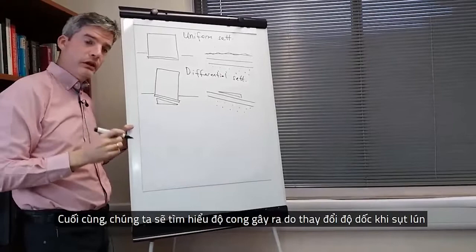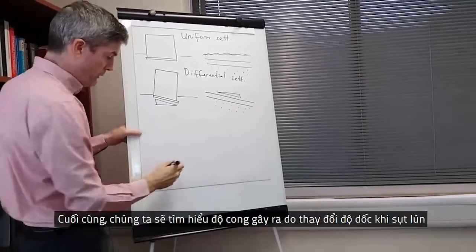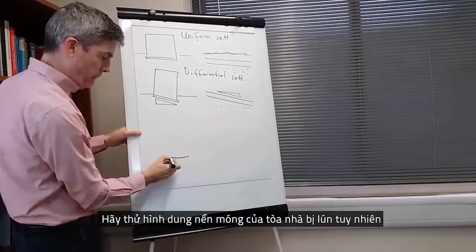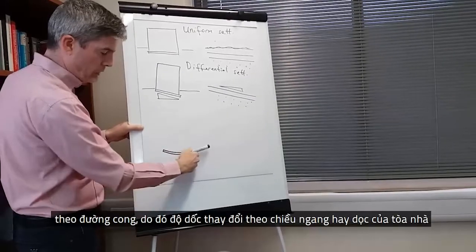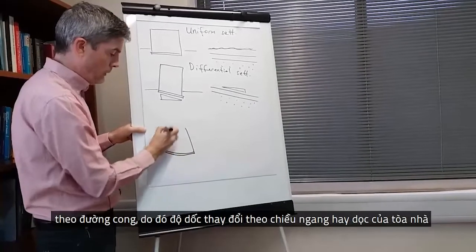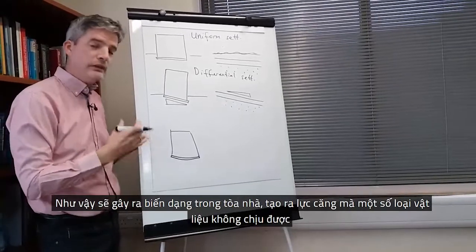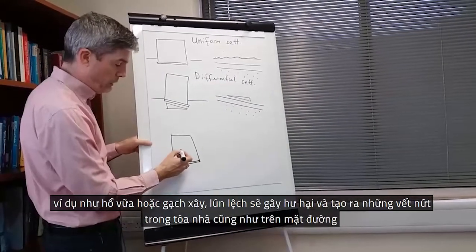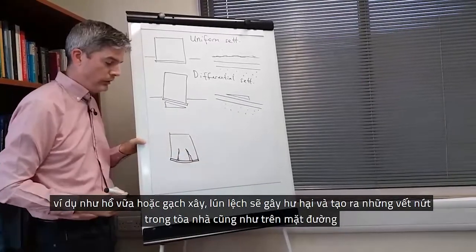Finally, we come to curvature, which is caused by a change in the slope of settlement. So let's imagine that the building foundation settles, but in a curved way so that the slope is changing as we go across the building. That's going to cause distortions in the building that create tensile strains that cannot be sustained by certain materials such as masonry and brickwork. So that is going to cause the damage and the cracks in the building.